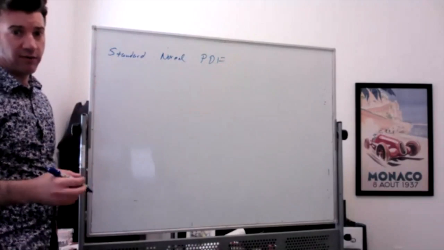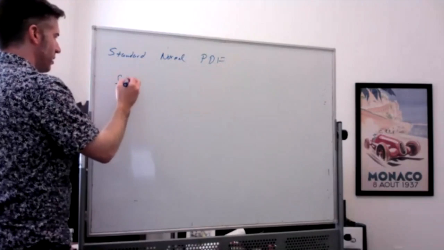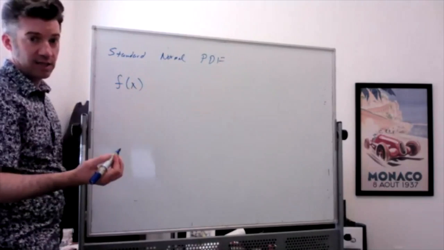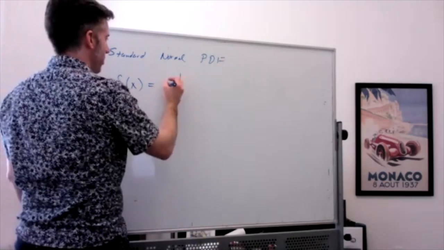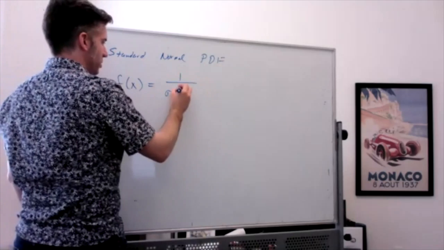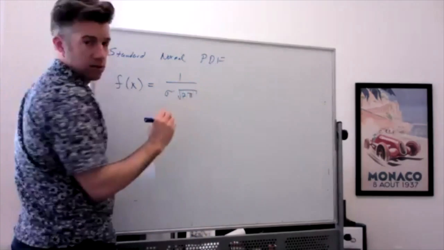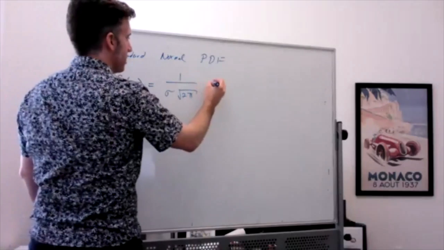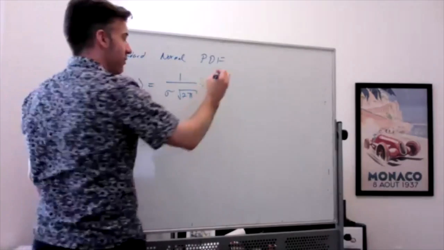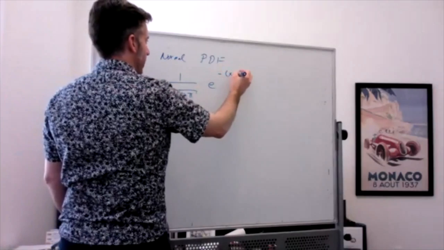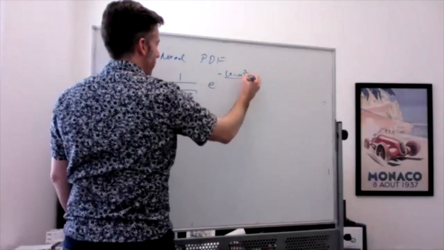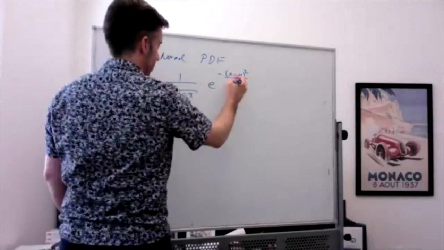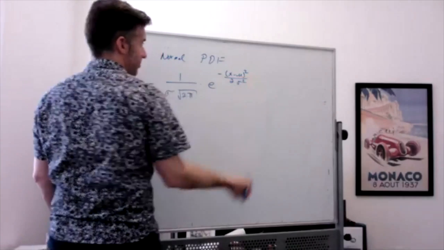So here is the very general form of it. The probability density function f of x is equal to 1 over the standard deviation times the square root of 2 pi, times e to the negative x minus the mean squared over 2 times the standard deviation squared, 2 times the variance, really.